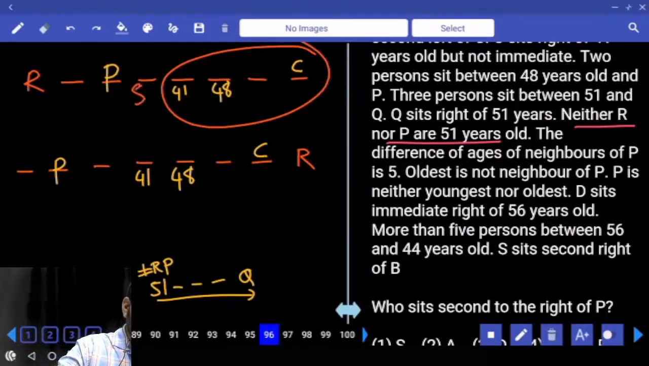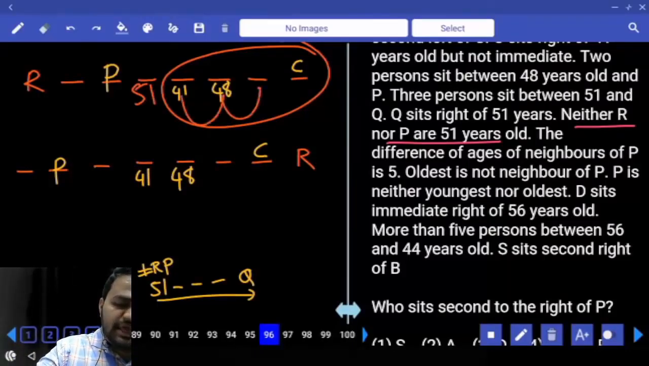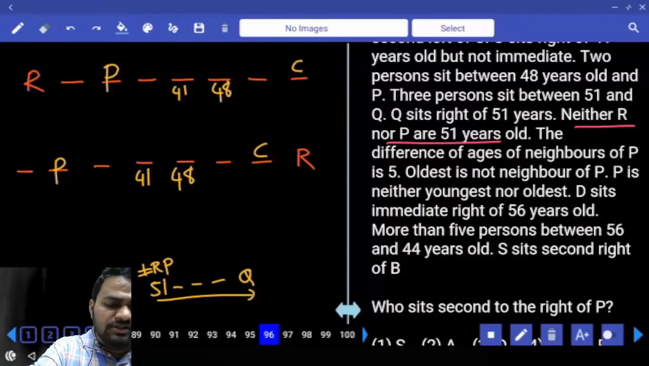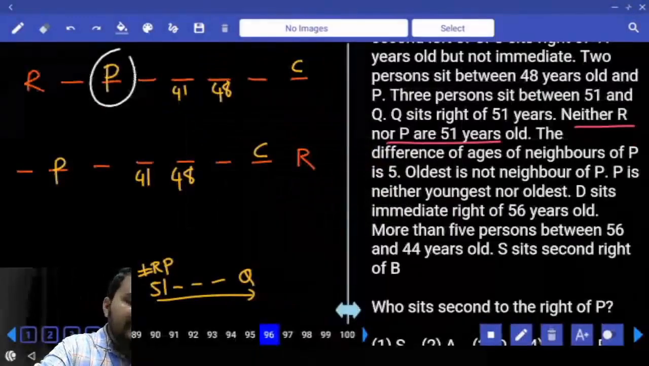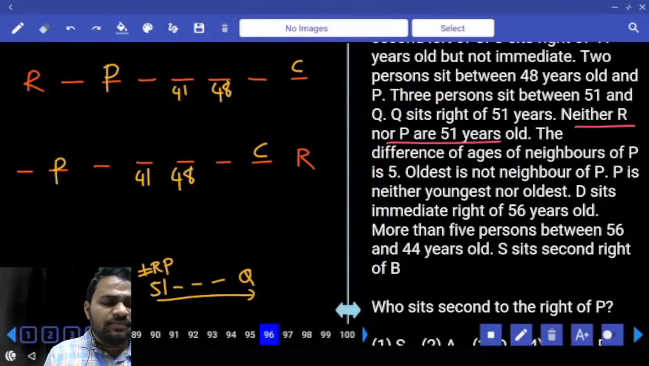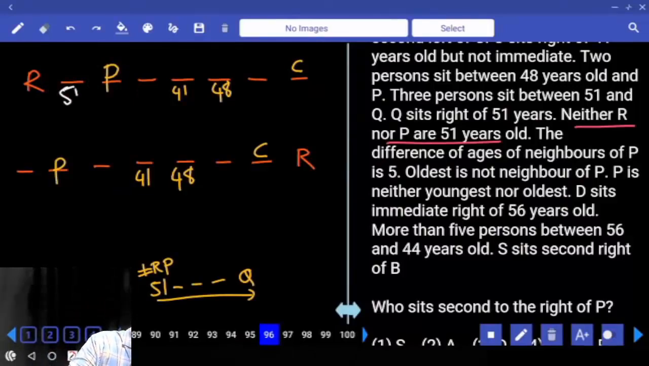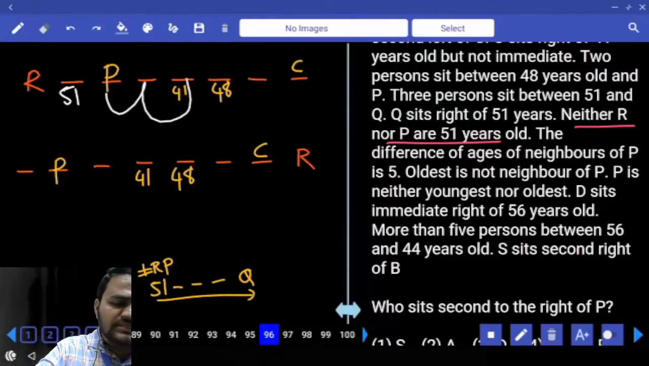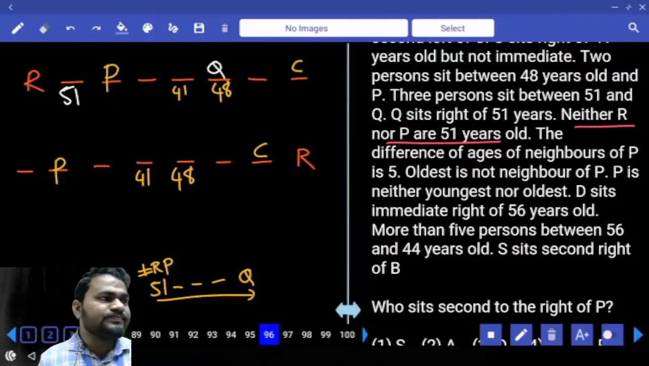If I place 51 here, after placing 3 places, can you place Q here? No. Then 51 is not possible there. Then P is not of 51 as well. R is not of 51 as well. Then to place 51, this is the only place left over. After 51, by leaving 3 places, we need to fix Q.